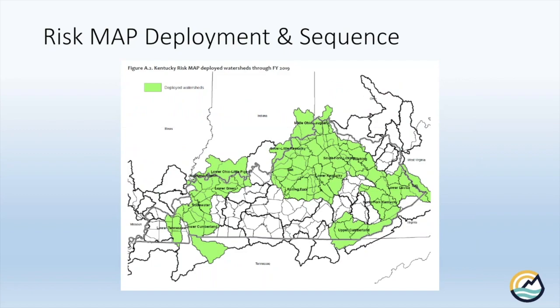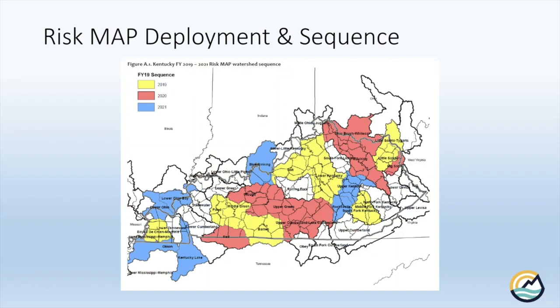To give you guys an example of where some of these products are currently available or where they will shortly be available, all the watersheds shown in green are areas where we've already deployed RiskMap or where we're currently working. So these are areas where we've already updated the maps and these are available, or where we're currently putting them together for you.